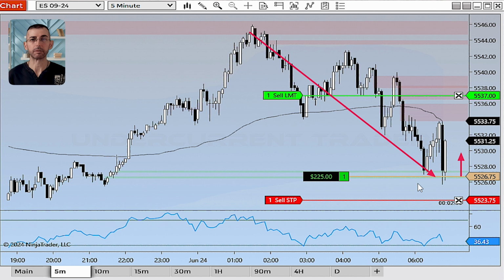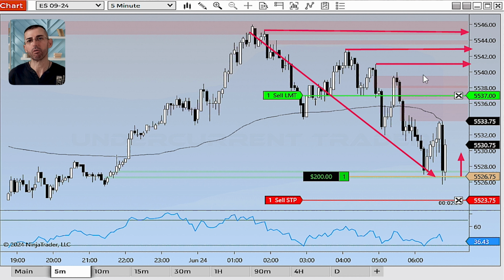Another thing to note here is that this downward movement has been clearly generating demand side liquidity. Now, all these highs here left behind as the market moves lower represent pockets of demand side liquidity. The idea here is that all these levels to the left of the chart will eventually be targeted with an upward move.